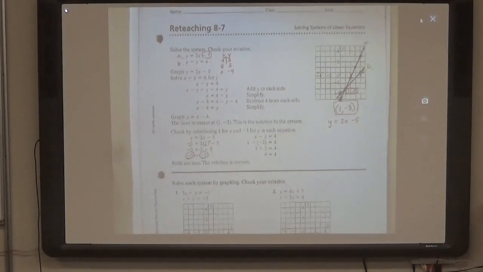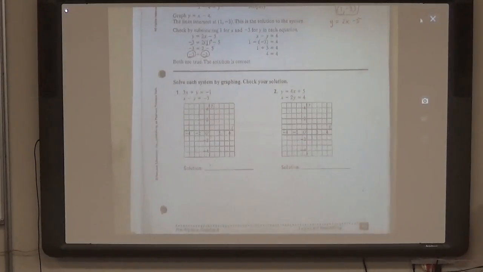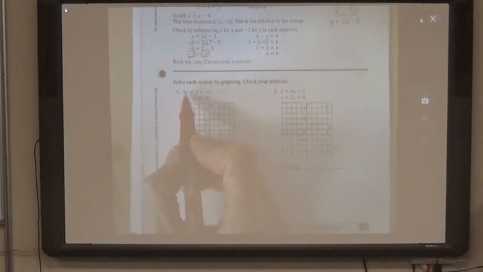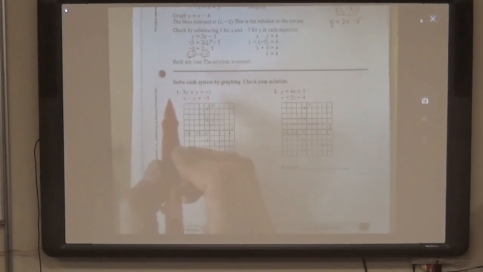Yep. So what we have to do to solve this is find where the two lines intersect. We're going to have to graph both lines and then find where they intersect. Let's do number 1 together. In number 1, you can graph it either by solving for y or by finding 2 points that fit that equation.